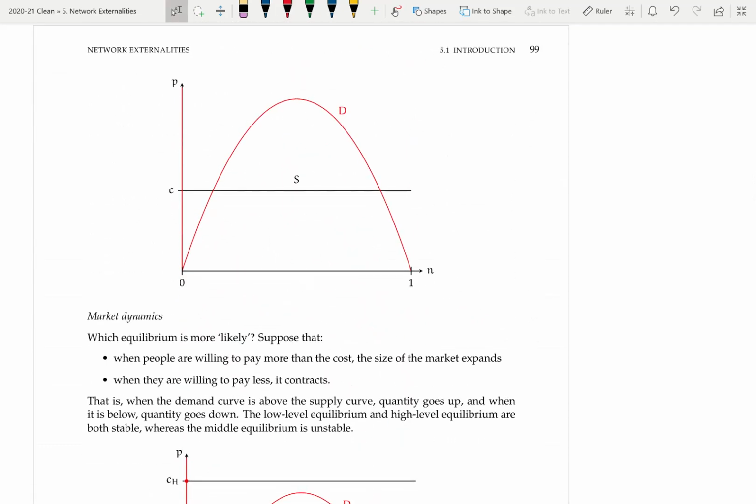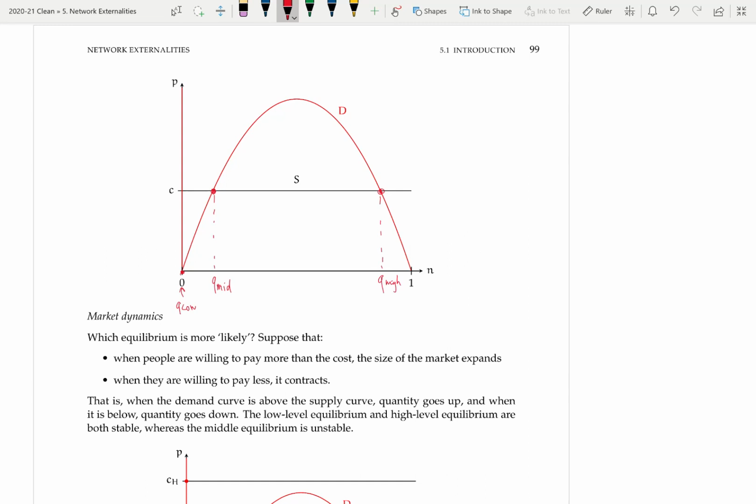So let's now introduce supply. We are going to assume that this is a perfectly competitive market. All the firms have a constant marginal cost C, and so the supply curve is horizontal at C. What is the equilibrium in this market? Well, for this particular supply curve I've drawn, there are 3 equilibria. There's a low demand equilibrium, there's a middle equilibrium, and there's a high demand equilibrium. Now, the existence of multiple equilibria raises the question of which equilibrium is most likely.